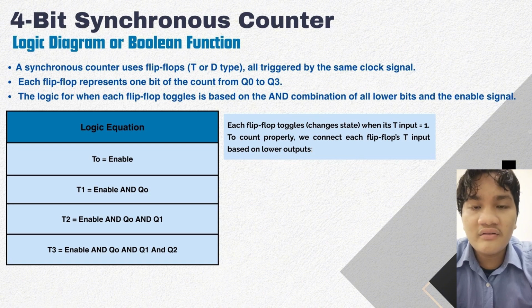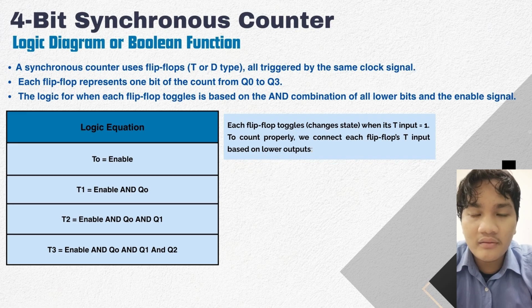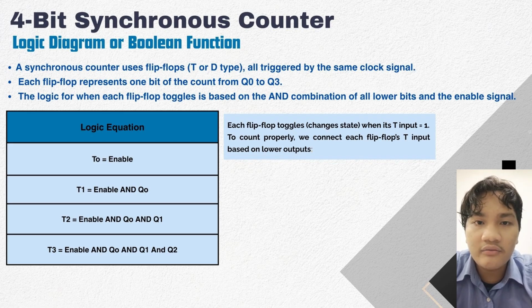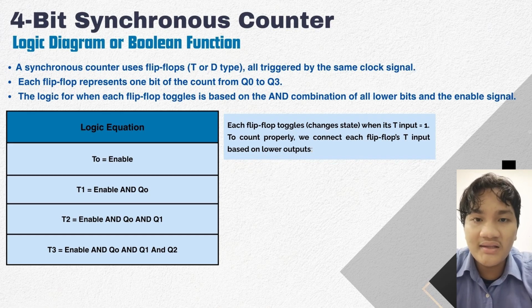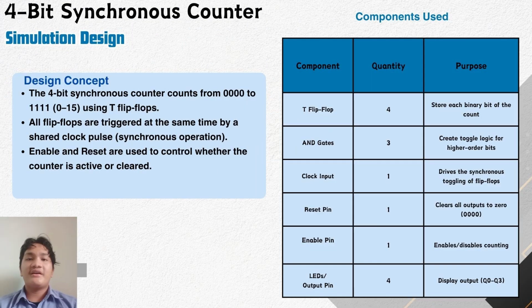The logic equations: firstly, T0 equals enable. Secondly, T1 equals enable AND Q0. T2 equals enable AND Q0 AND Q1. And the last one, T3 equals enable AND Q0 AND Q1 AND Q2. The next slide shows the simulation design of the 4-bit synchronous counter.